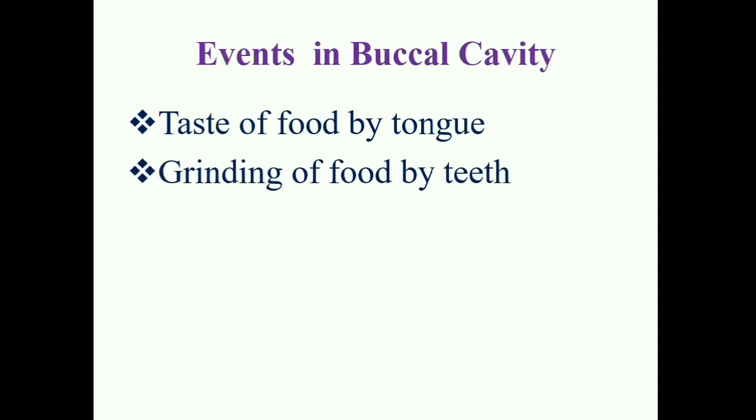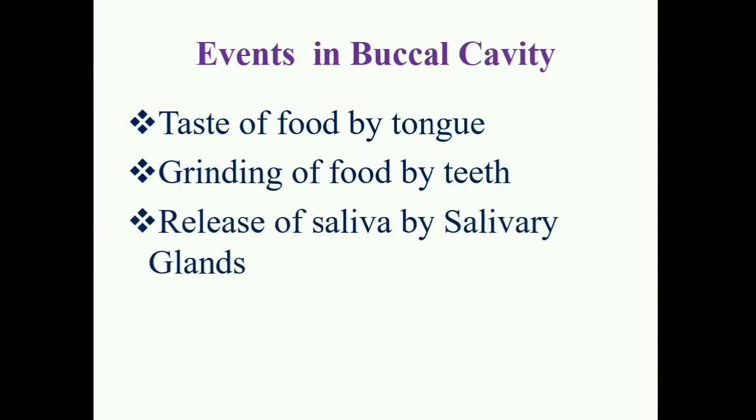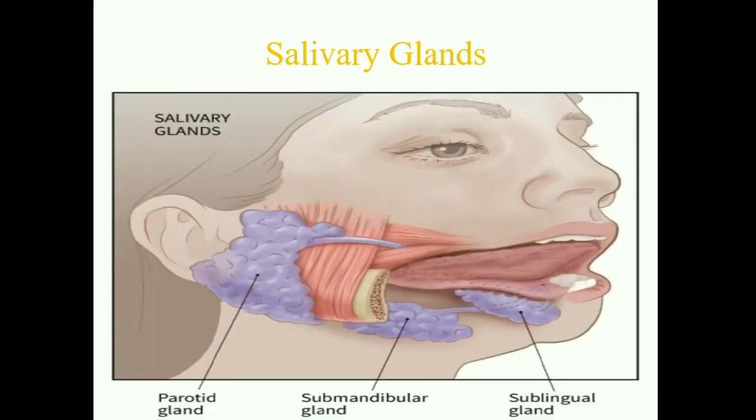Then there starts grinding of food. We have heterodont dentition, 4 types of teeth: incisors, canine, premolars and molars, and they all help us to grind or chew the food particles in the buccal cavity. Along with that, there starts release of saliva by our salivary glands. So this is the important fluid that begins digestion in our buccal cavity. Saliva is released by our salivary glands and we have 3 pairs of salivary glands in our buccal cavity.